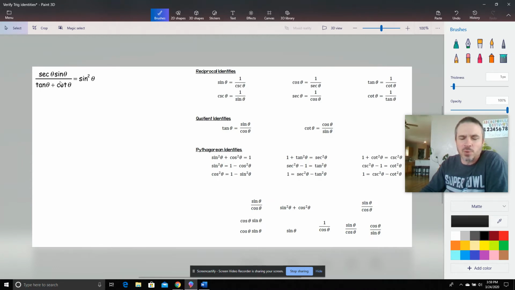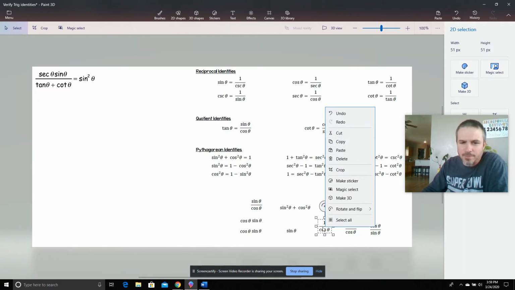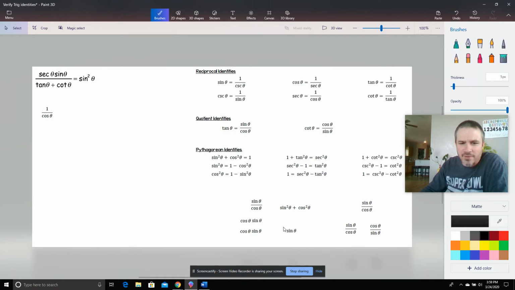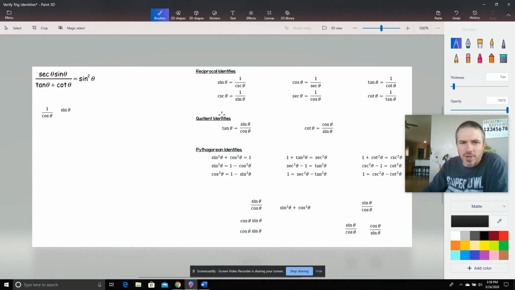So what we're going to do is use one of my favorite strategies of turning everything into sines and cosines. We don't like this secant on top. We'd rather it be represented in some version of cosine or sine. So secant equals 1 over cosine, so we can use that. We also have this sine on top over here. Don't forget that it's multiplication between secant and sine, and we can represent sine as a fraction like that, right? And that's the numerator of our big fraction.